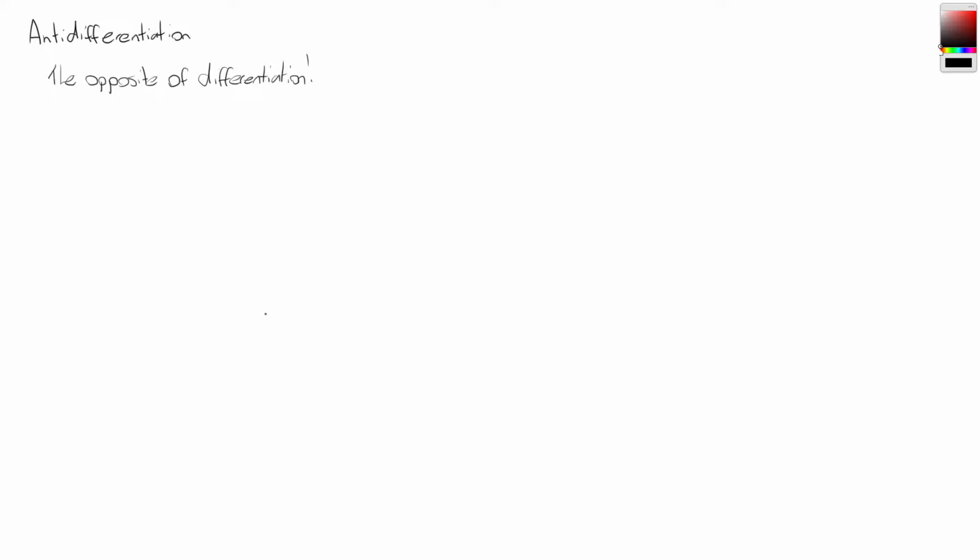So, what is anti-differentiation? Well, we've learnt to differentiate functions. Anti-differentiation is just the opposite of finding the derivative, or the opposite of differentiation. So, let's look at a moment.